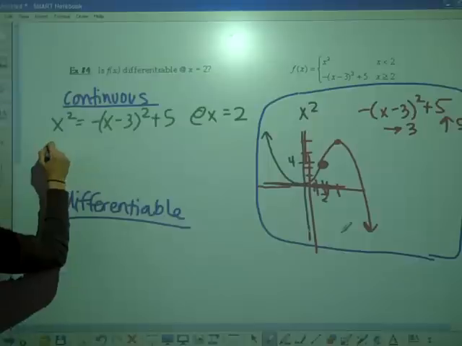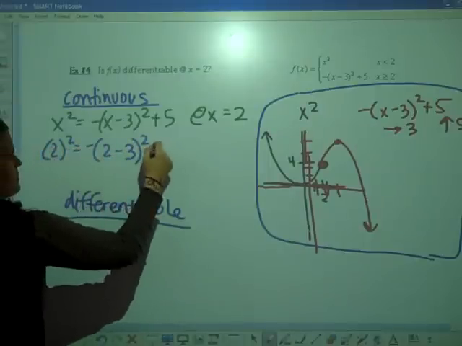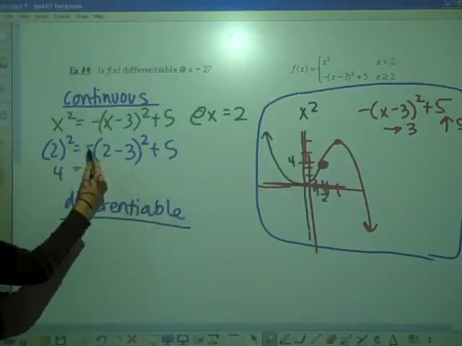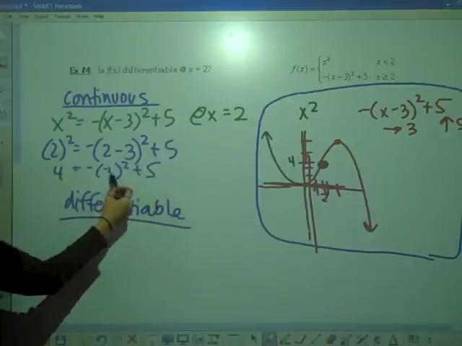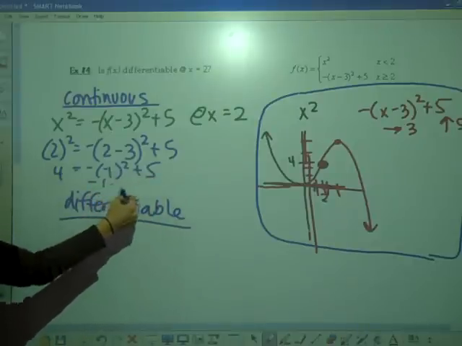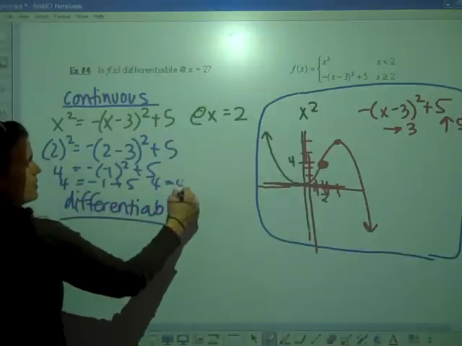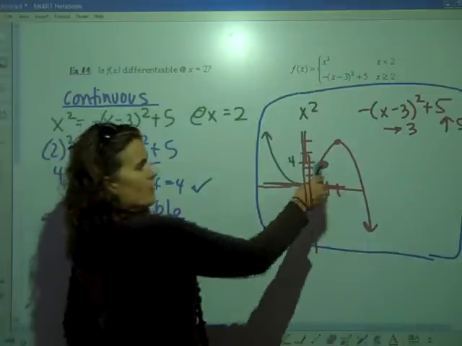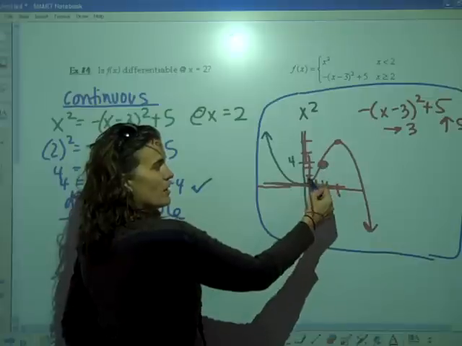So if we plug in 2 there, 2 squared equals negative (2 minus 3) quantity squared plus 5. We see that 4 does indeed equal negative 1 squared plus 5. Negative 1 squared would be 1. Negative 1 plus 5 would indeed equal 4. So I have 4 equals 4. So that meant that those 2 branches did indeed meet up at that point, (2, 4).